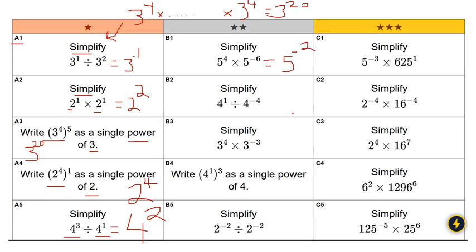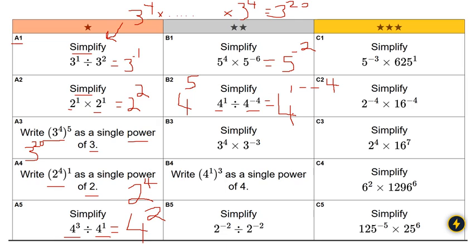What about B2? Simplify 4 to the 1 divided by 4 to the power of minus 4, or 4 to the negative 4. When I divide, I'm going to subtract the powers. I'm going to have 4 to the power of 1 minus minus 4, which becomes 1 plus 4, which becomes 4 to the 5. So 1 minus minus 4 becomes 1 plus 4, which is equal to 5.